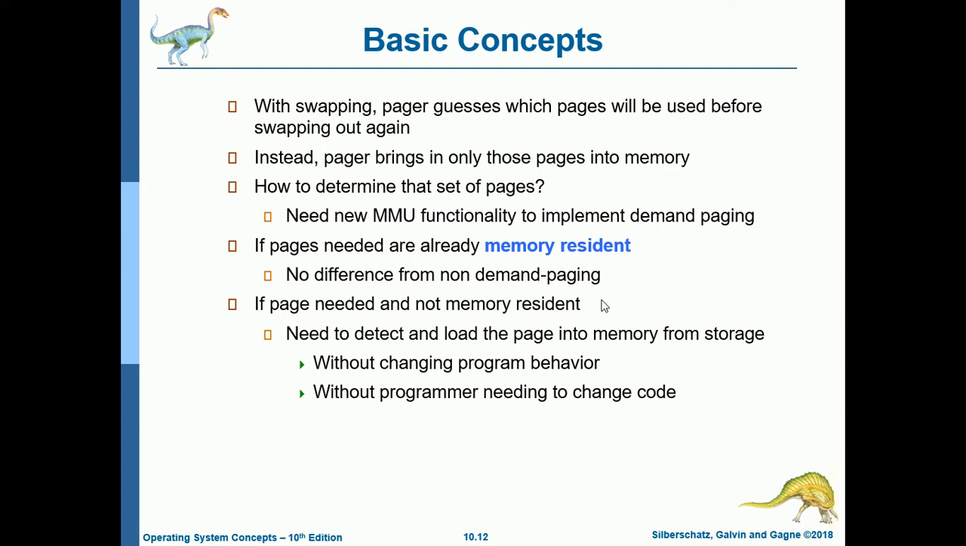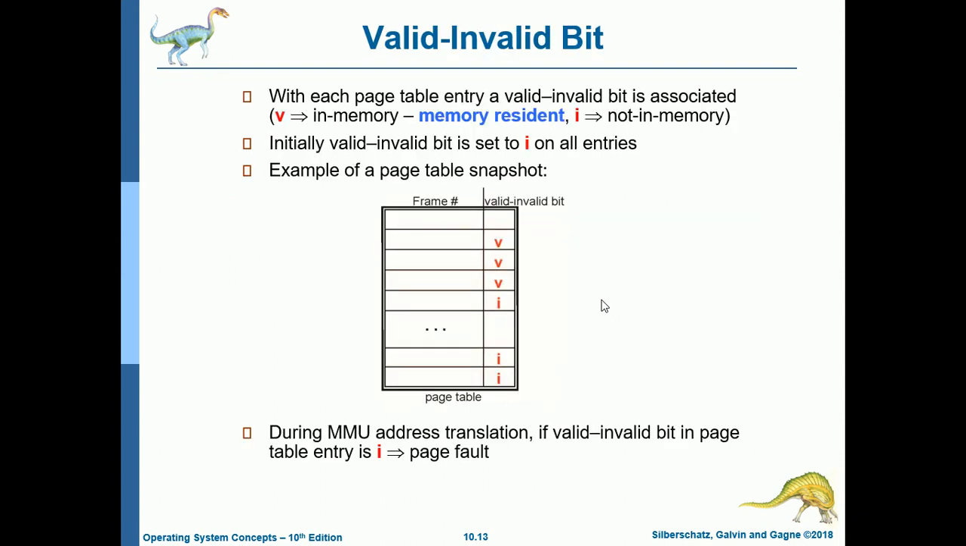So how are we going to do that? It should be done without changing program behavior and without the programmer needing to change code. As with chapter 9 on main memory, it also has a valid-invalid bit. With each page table entry, a valid-invalid bit is associated. If V, it's in memory, or memory resident; if I, it's not in memory. Initially the valid-invalid bit is set to I on all entries, so it's not in memory.